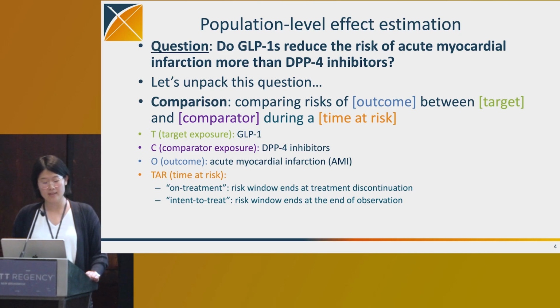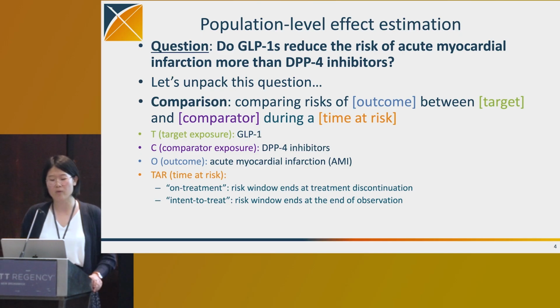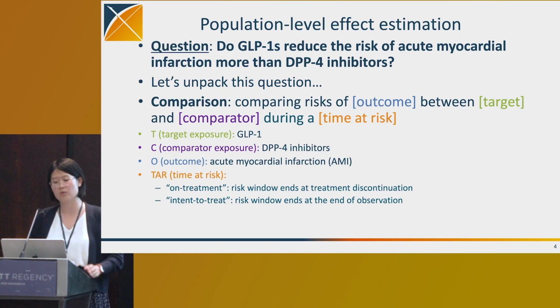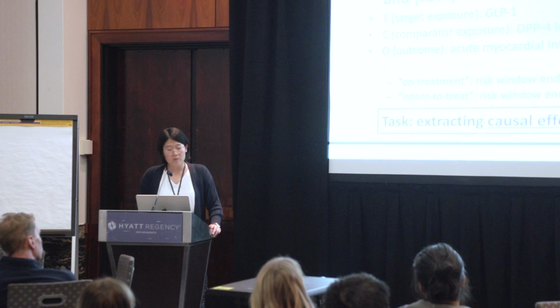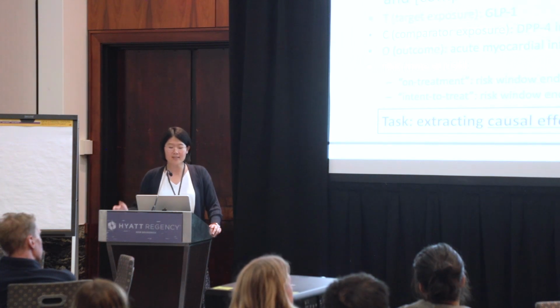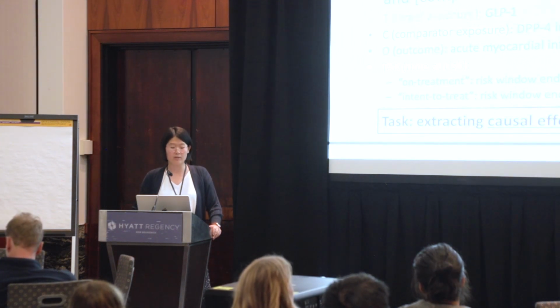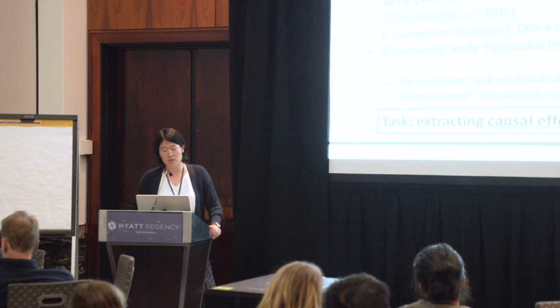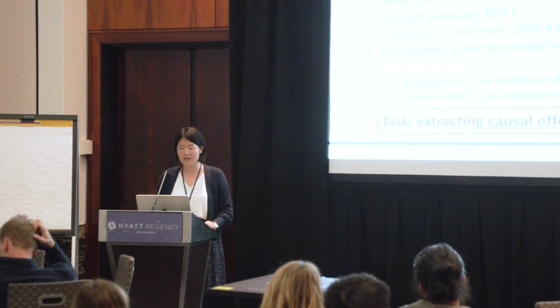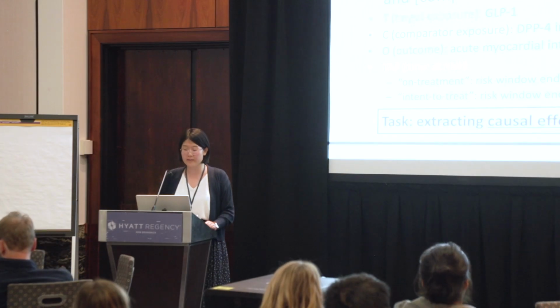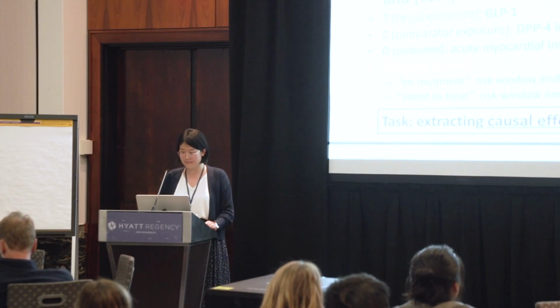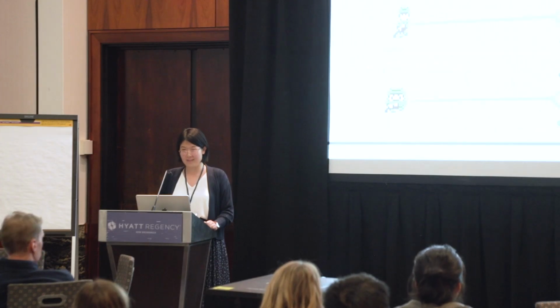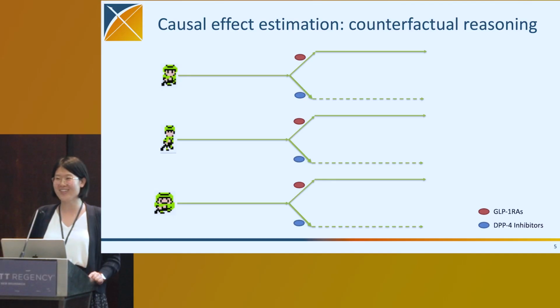All right. So I'll elaborate a little bit more about this time at risk and the 2 common study designs we adopt. To recap, the task is that we now want to learn the causal effect of these drugs from observational data. I want to know if one is better than the other in reducing the risk of acute MI.